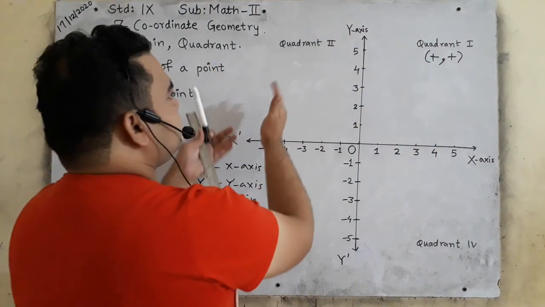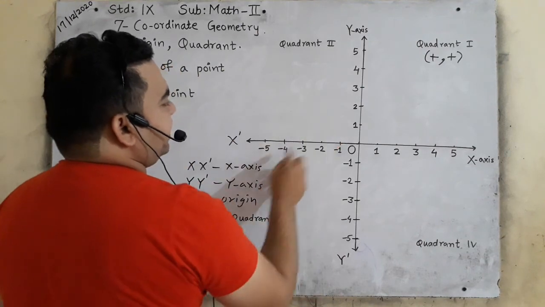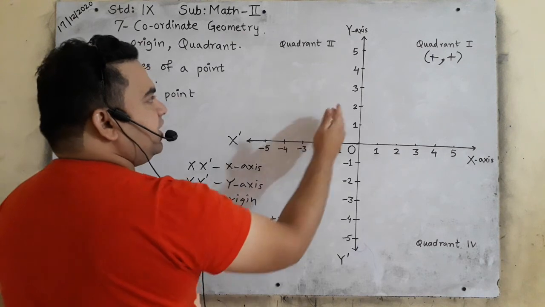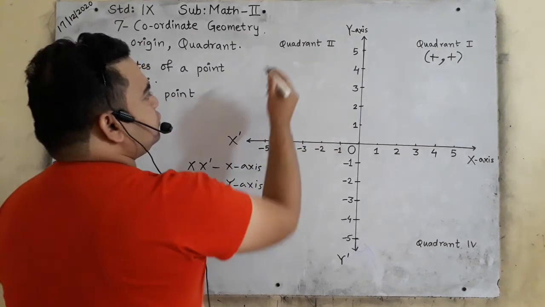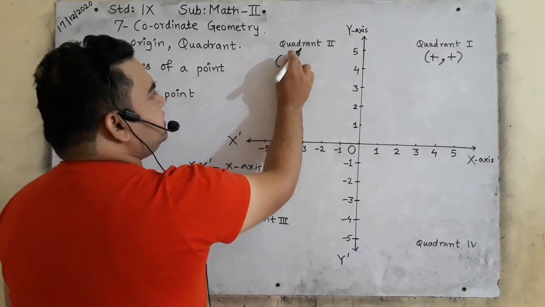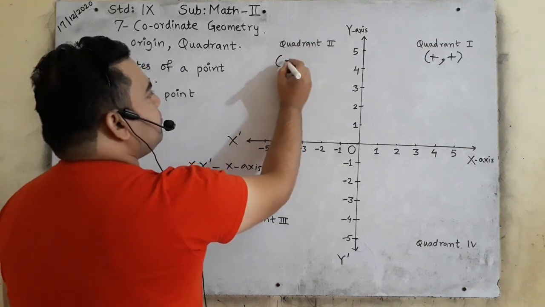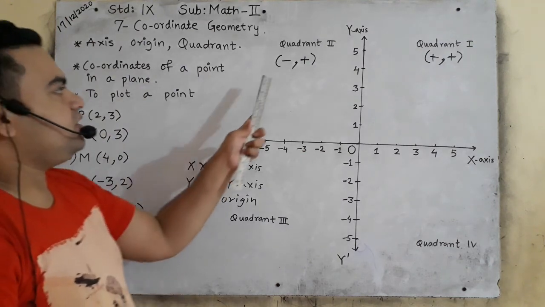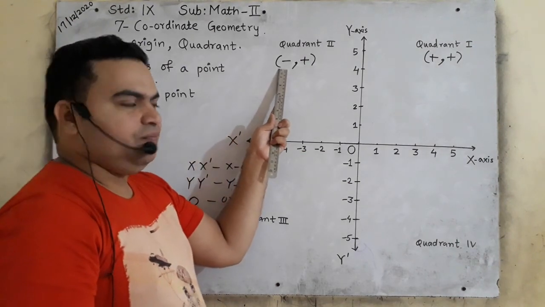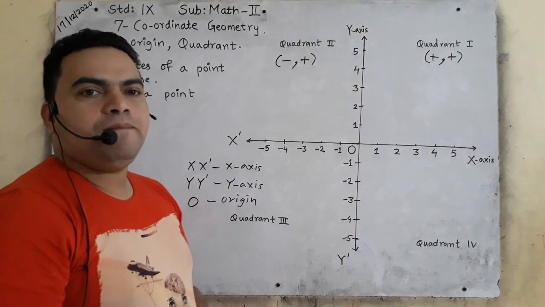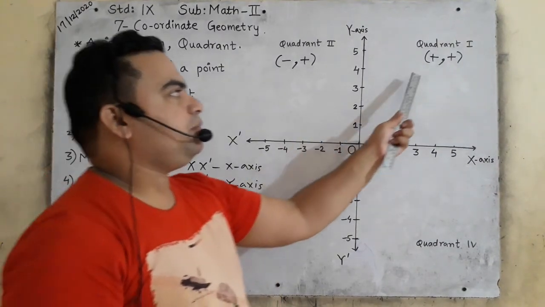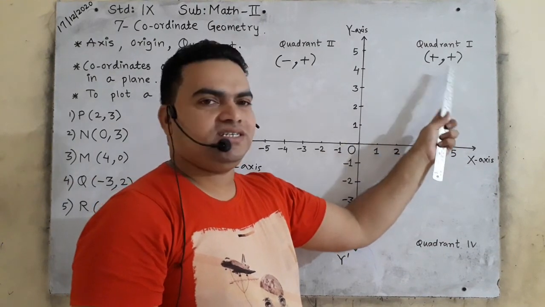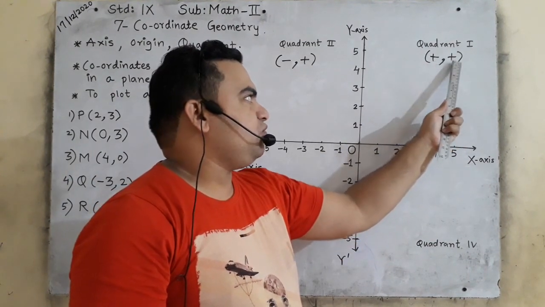Now come towards the second quadrant. Can you see here the x-axis? Always see x first. So the x-axis is negative here and the y-axis is positive here. So what will it be? The signs of quadrant second are minus and plus. It means the x coordinate will be negative and the y coordinate will be positive. Is it clear? We'll repeat. Quadrant first, both the coordinates of a point will be positive. X positive, y positive.